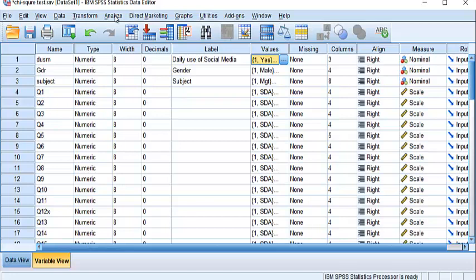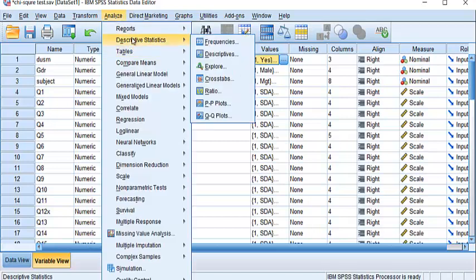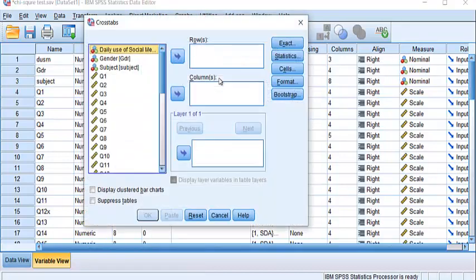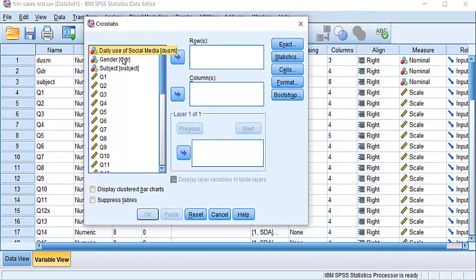Let's go to Analyze, Descriptive Statistics, and this drop down window gives us more options, and we have to select Crosstabs. Now we have to place one of these two variables in rows and the other in the columns, as we do for cross tabulation. And as per researchers and statisticians, it doesn't matter which variable is placed in rows or columns.